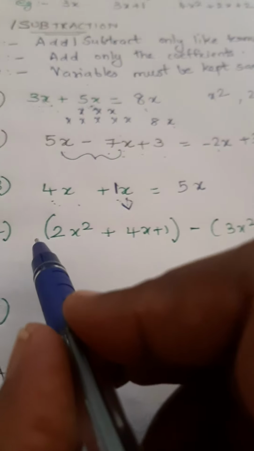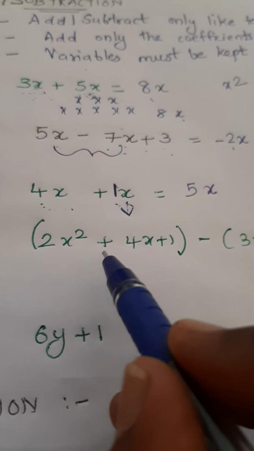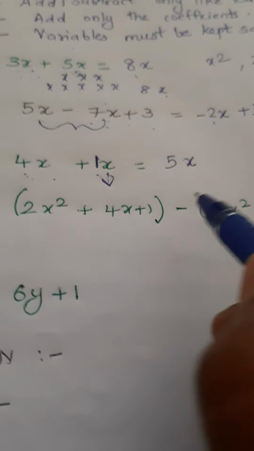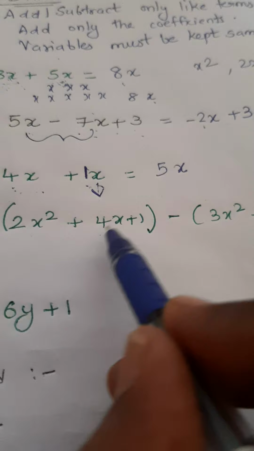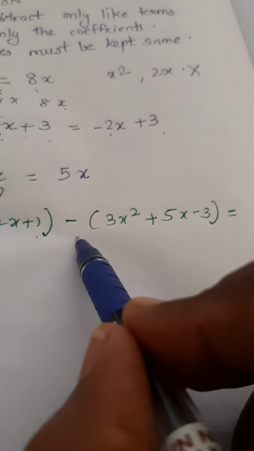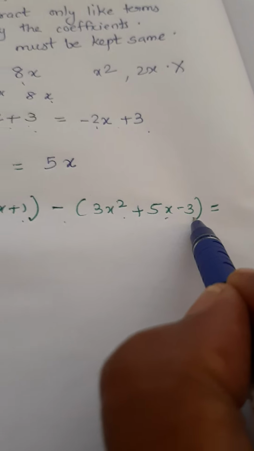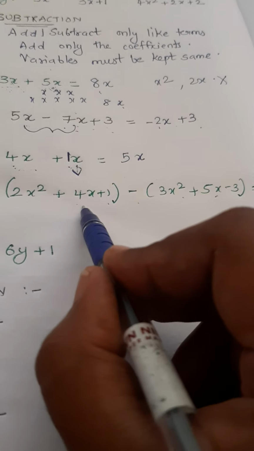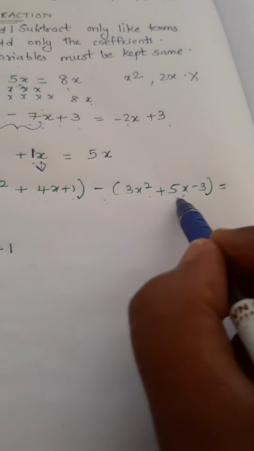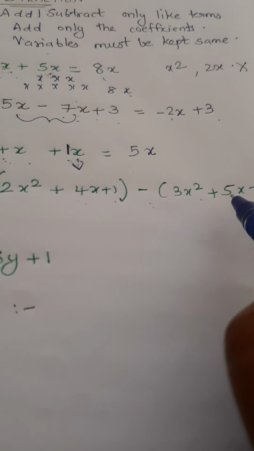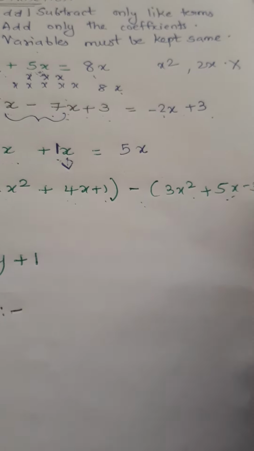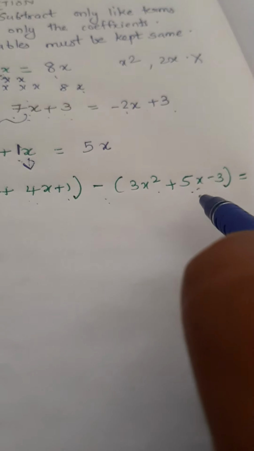Okay. Now consider this subtraction in fact: 2x square plus 4x plus 1 minus of 3x square plus 5x minus 3. So this is one trinomial minus a second trinomial. So what will you do? First step is to open up the brackets. If you open up the brackets, the sign will change accordingly.